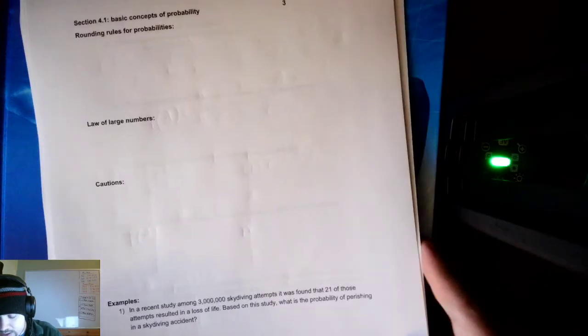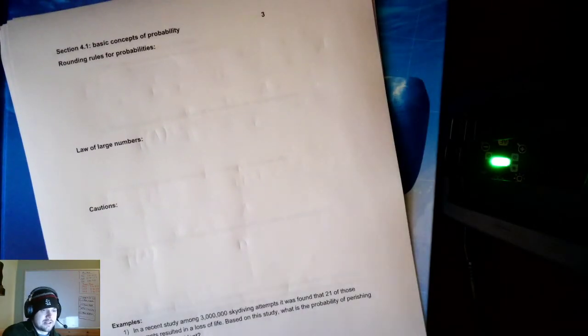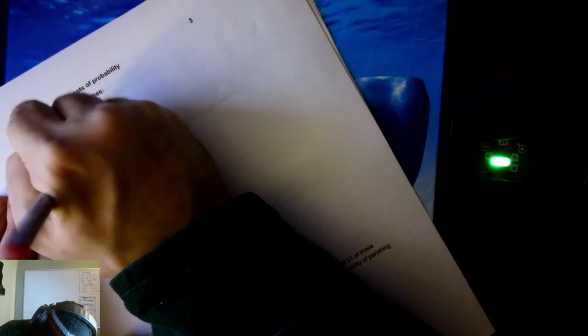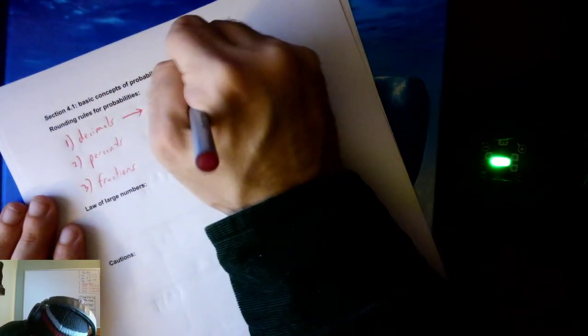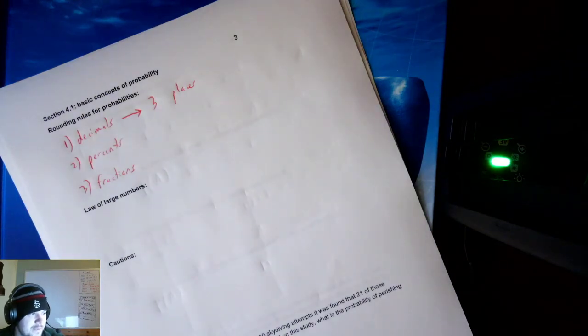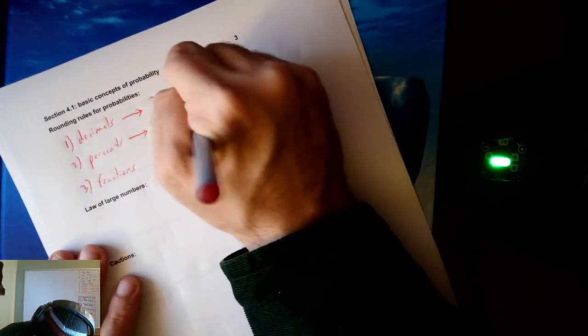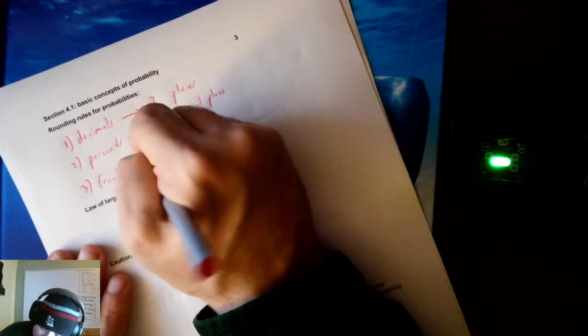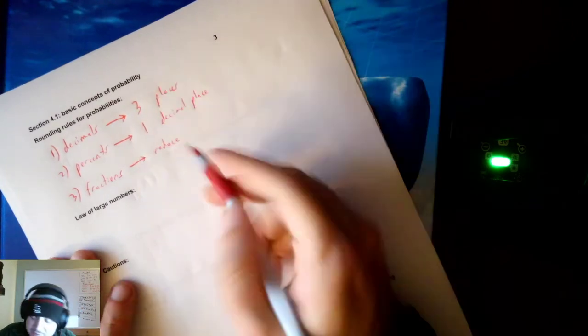Now, let's talk about rounding rules. Rounding rules for probability are going to be fairly consistent. We can have 3 possibilities. We can have decimals, percents, or fractions. These are the 3 different ways we can write probabilities. For decimals, you round to 3 decimal places when you're working with decimals. For percents, you round to 1 decimal place. And for fractions, you can reduce fractions. So we reduce fractions. And if you want, you can turn them into decimals or percents. That's perfectly fine. But for fractions, make sure you reduce them.